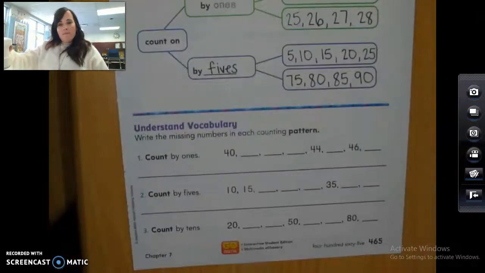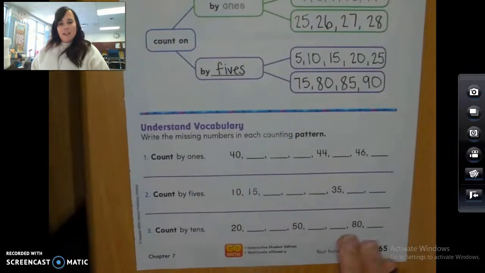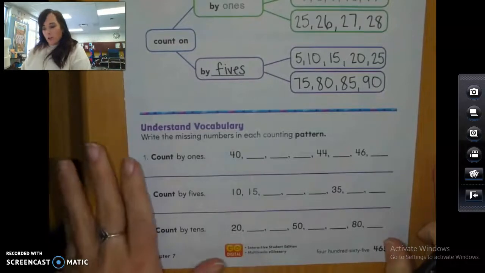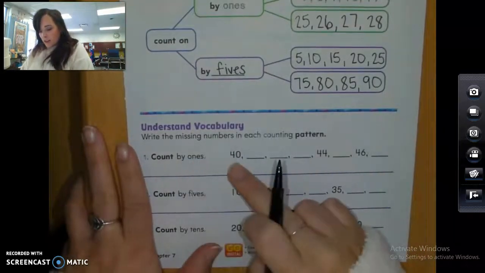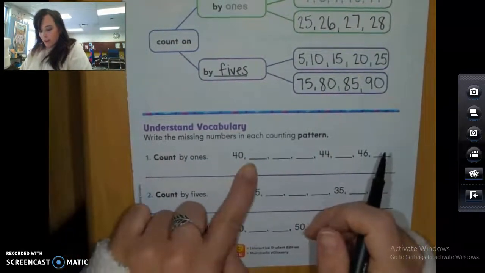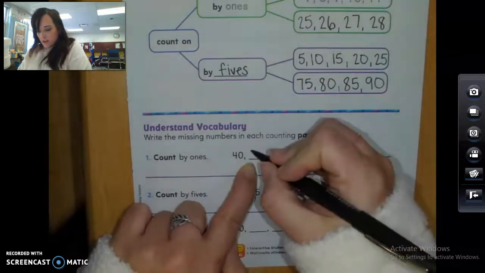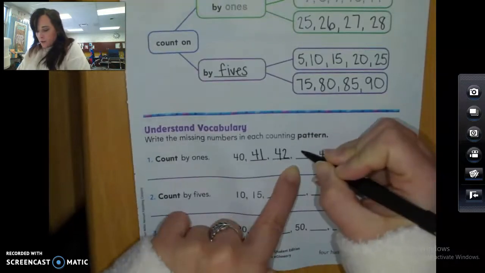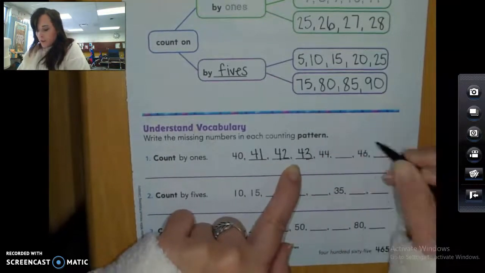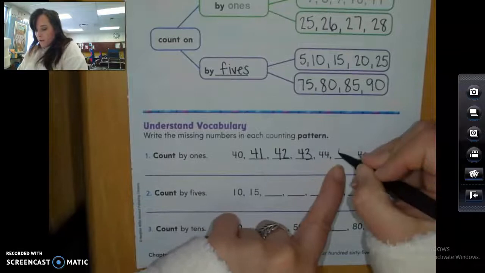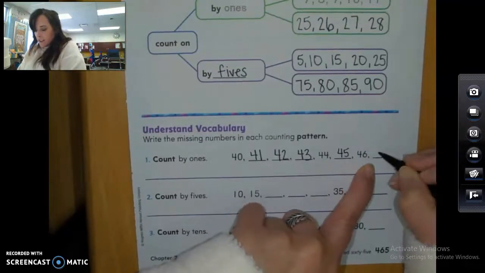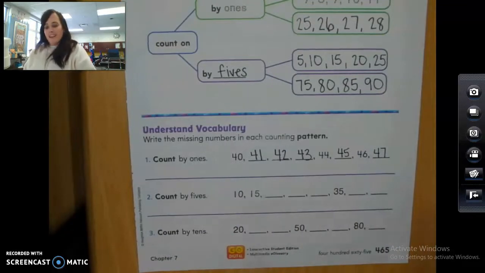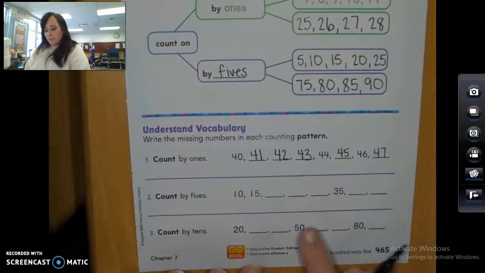Let's go down to that bottom. Just understand vocabulary, write the missing numbers in each counting pattern. Count by ones. All right, so we're counting by ones. So we're at 40. If we're counting by ones, what would be the next one? 41, 42, 43, 44, 45, 46, 47. Perfect.